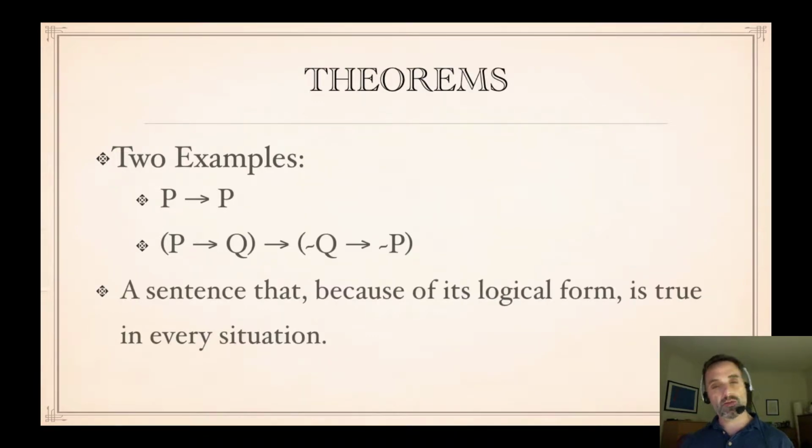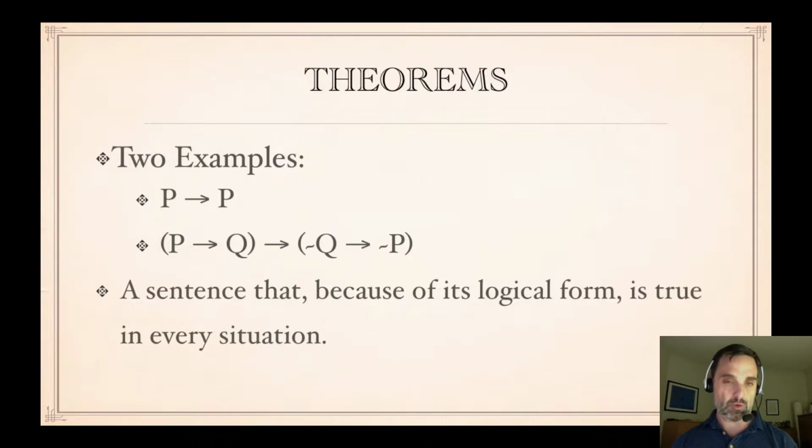So what is a theorem? It's a sentence that is true in every situation, and why is that? Because of its logical form. So take the first one, if P then P. Well, either P is true or P is false. If P is false, the antecedent of the conditional is false, and so the whole conditional is true, as we'll see. On the other hand, if P is true, then the consequent is true, and so again the conditional is true.